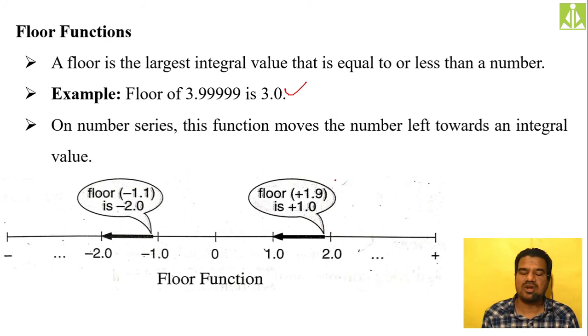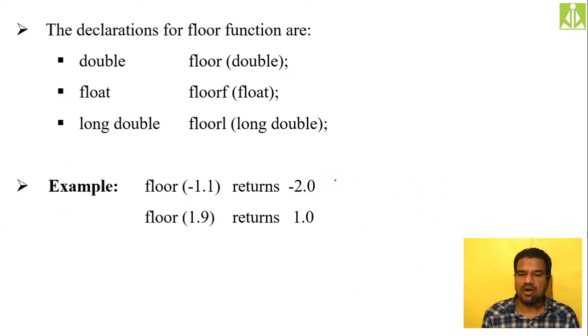So floor functions also have three floating point functions, which convert floating point numbers into whole numbers. When you apply the floor function on double, use floor of double. On float, use floorf. On long double, use floorl. So quickly, minus 1.1, the nearest smallest integral value is minus 2, and for 1.9, the nearest smallest integral value is 1. Likewise we get the results.